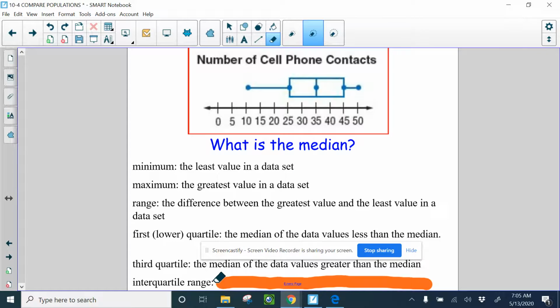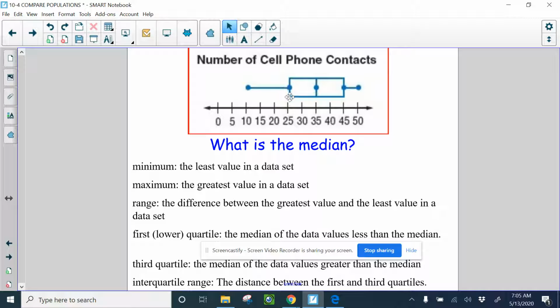My interquartile range, and that's going to come up a lot in today's video, is the distance between the first and third quartile. So I wouldn't find the range of the whole data, I would just be finding the range of the box. So between 25 and 45, between my first quartile and my third quartile, my range would be 20.